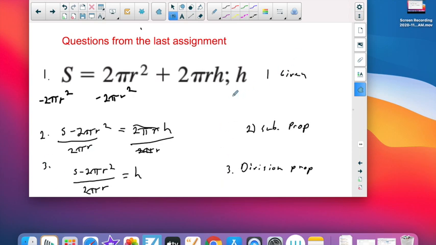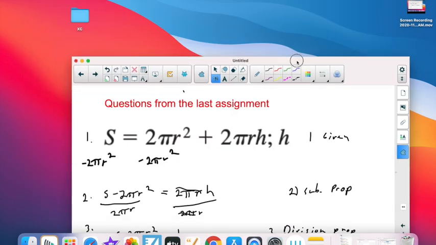Still kind of getting used to this pencil. I'll move this over here a little.